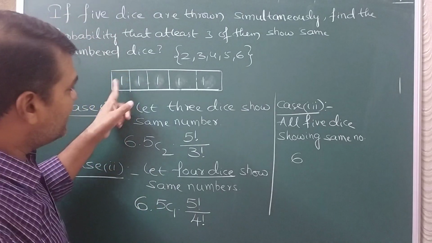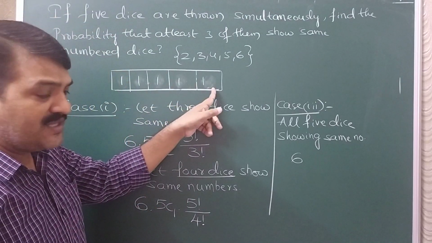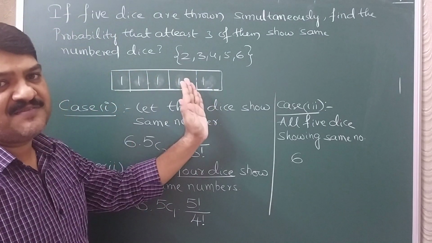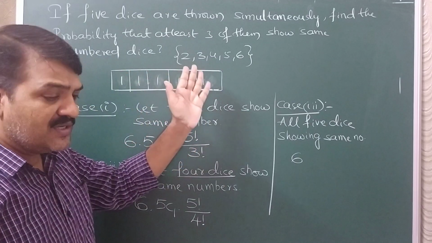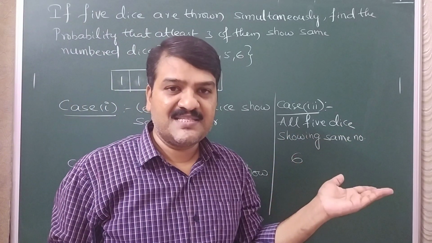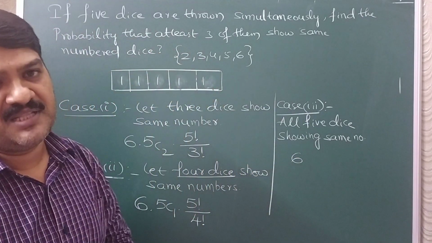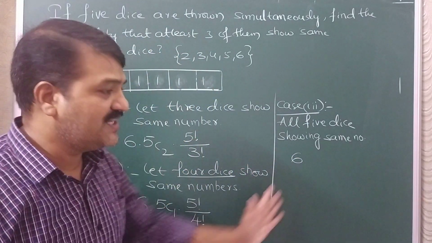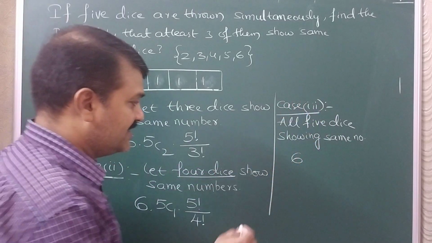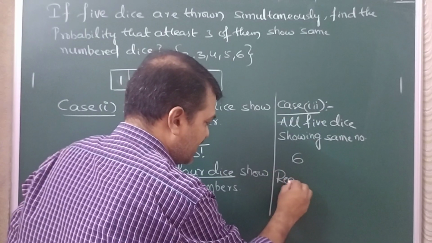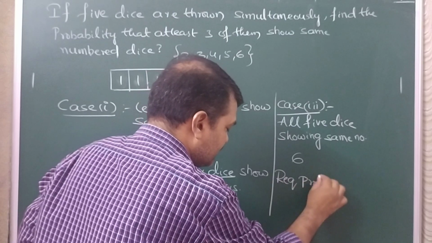And all 5 dice showing the same number means there are no arrangements for that, because all are the same. However you arrange it, you will get the same thing, no? So there are no arrangements, only one arrangement is possible there. So these are the 3 cases, and I will write the probability. So what is the required probability?